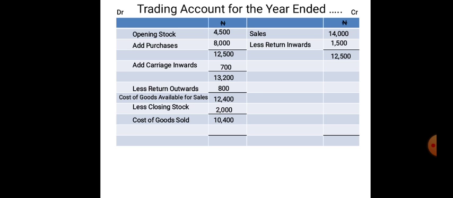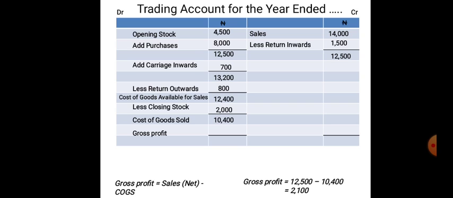Do you understand? So how do we now determine gross profit? Remember, I said gross profit is your sales minus cost of goods sold. But in this case we are going to have net sales. So your gross profit will be your net sales minus cost of goods sold. That is 12,500 minus 10,400. So that will give us 2,100 naira. That is our gross profit. So you add your cost of goods sold to your gross profit, you get your total 12,500 naira. Do you understand?